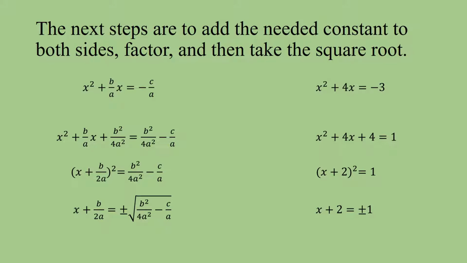We now take the square root of both sides, and the square root on the right side has a plus or minus sign because a number always has 2 square roots. For the equation on the right, the linear term is 4. 4 divided by 2 is 2, and 2 squared is 4, so 4 is added to both sides. The left side of the equation is factored to become x plus 2 quantity squared, so we take the square root of both sides to get the final equation.